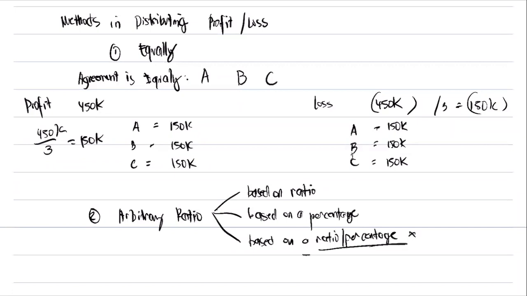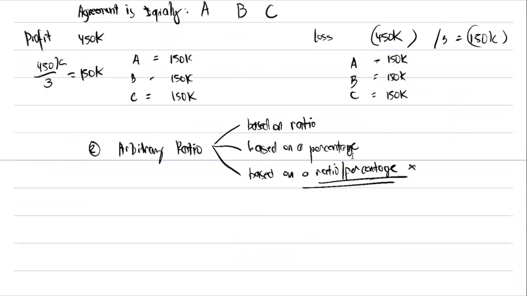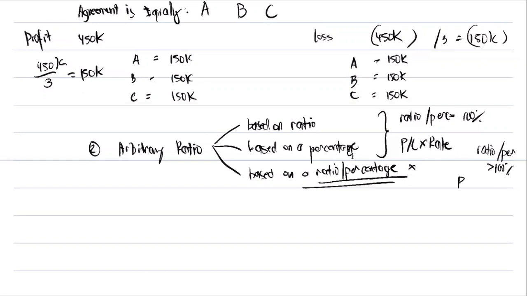Pero bibihira to, yung nagsasama na nga yung ratio, may percentage pa. Normally, ratio and a percentage lang yan. So the rule here is, if the ratio or percentage is equal to 100%, whatever is the ratio, you divide it to 100%. Ganun lang. Or you just multiply the profit or loss to the ratio. But if the ratio or percentage is more than 100%, you get the ratio, you divide that to the more than 100%, and you multiply it to your profit or loss.